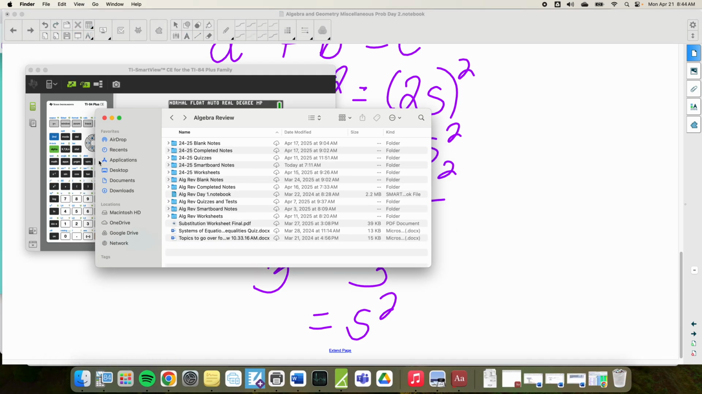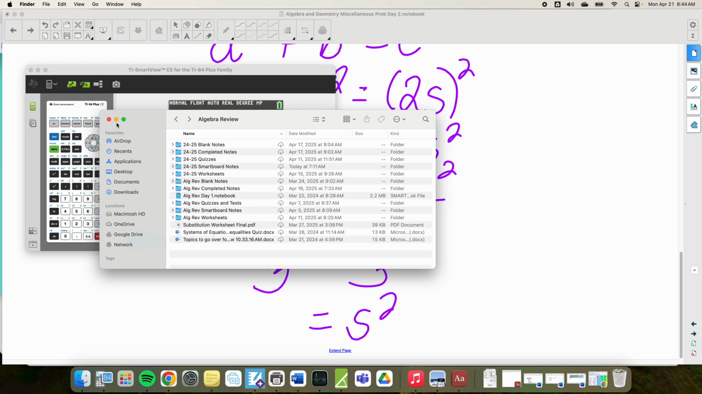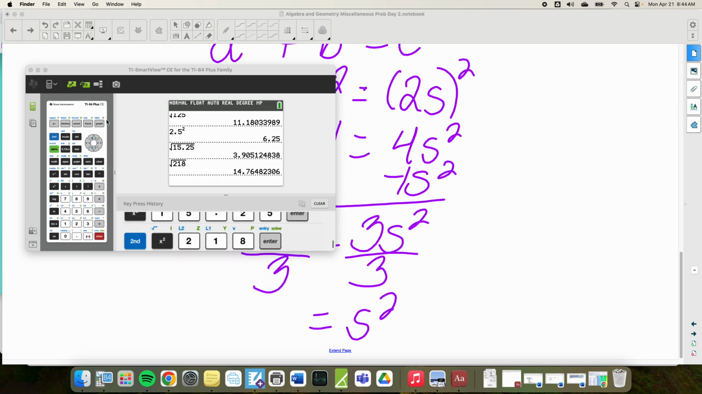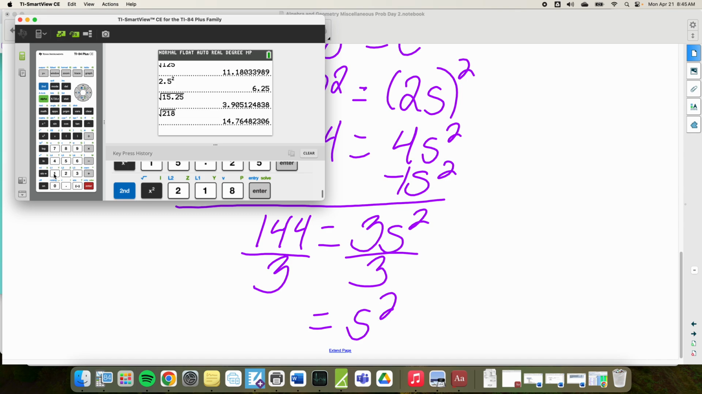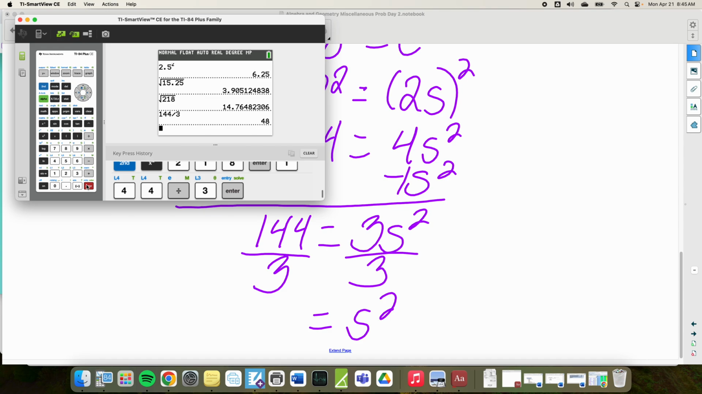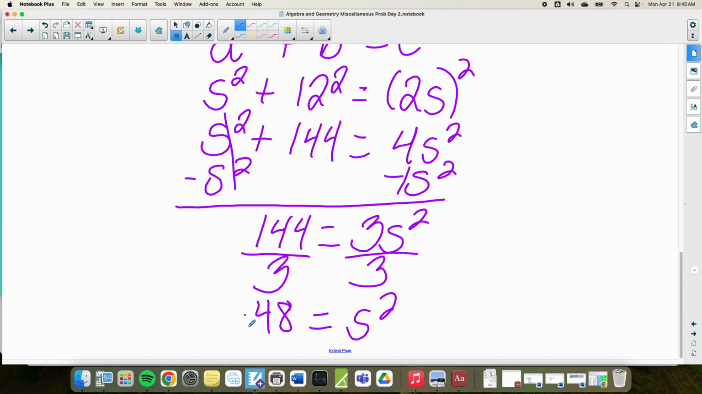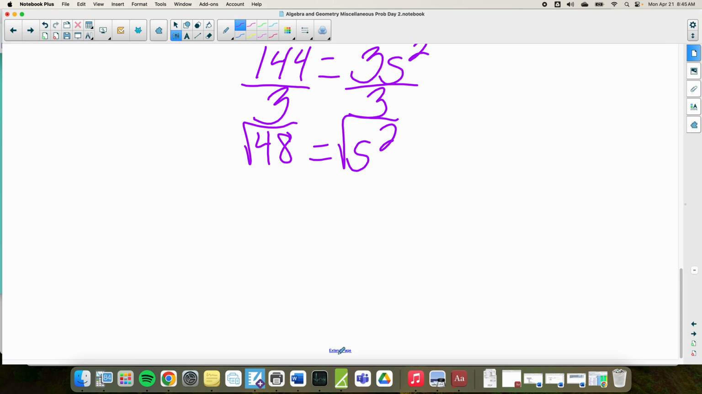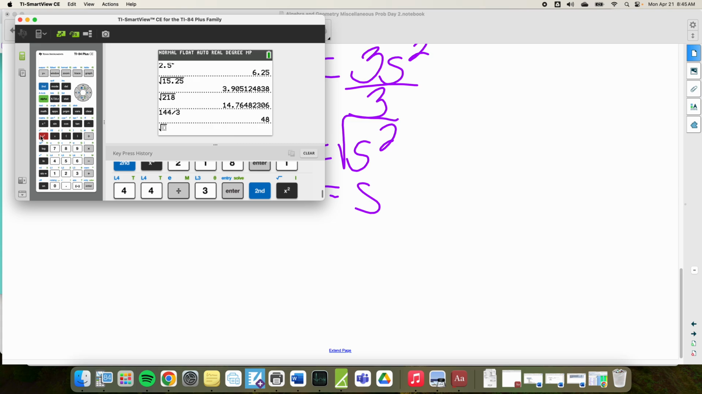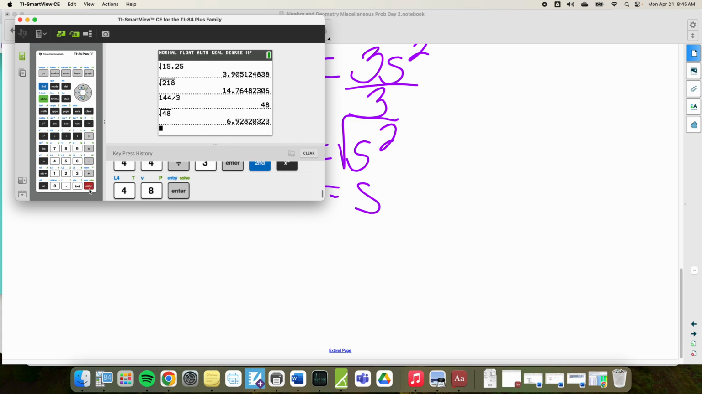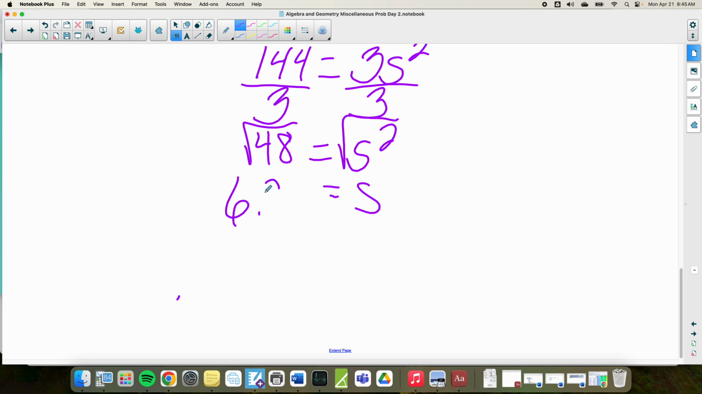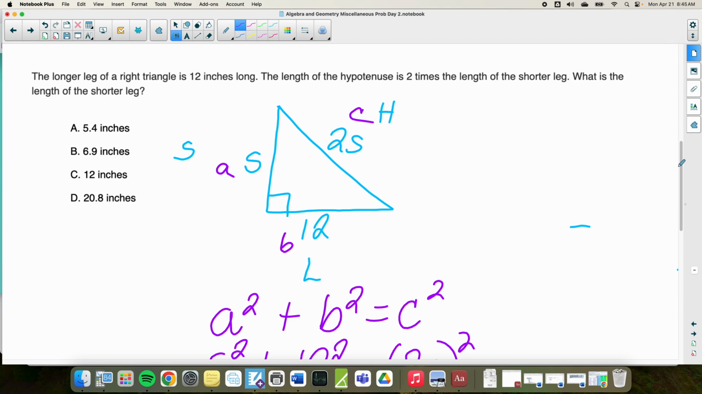So we could do 144 divided by 3. But is that my answer? No, then what do I have to do? Square root. So my answer would be square root of 48, which is 6.93. And it looks like they rounded to the nearest tenth, so 6.9 would be your answer.